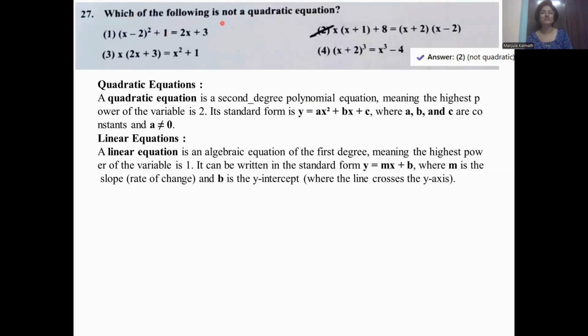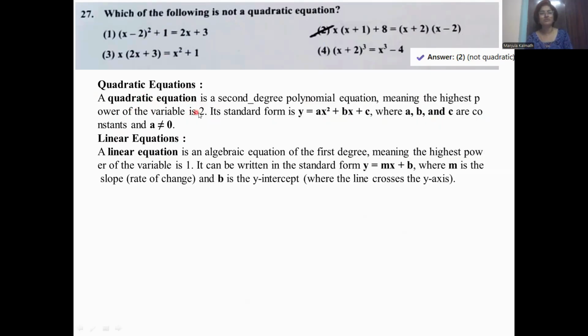The next question is: which of the following is not a quadratic equation? First of all, before diving into the solution, what do we mean by a quadratic equation? A quadratic equation is a second degree polynomial equation, meaning the highest power of the variable is 2. Its standard form is y equals ax square plus bx plus c, where a, b, c are constants and a is not equal to 0. When the power is 2, it is a quadratic equation.